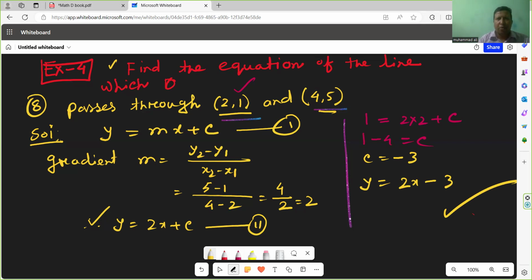This is very simple. At first we learn how to find the gradient. After that, how can we sketch the straight line? What is the y-intercept point? What is the gradient? And finally, if they give us two coordinates, or one coordinate and the gradient, how can you find the equation of a straight line? We learn these things.